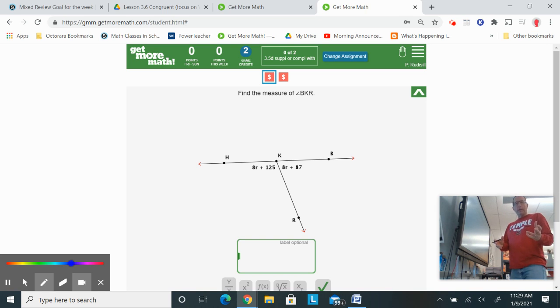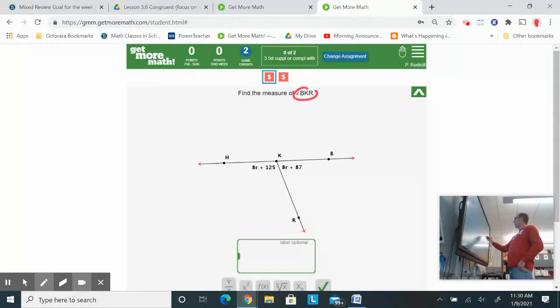Yeah, so in this video, I'm going to show you with GMM and using the pen tool how to find the measure of angles given a picture. So let's take a look at the first example. We're supposed to find angle BKR.